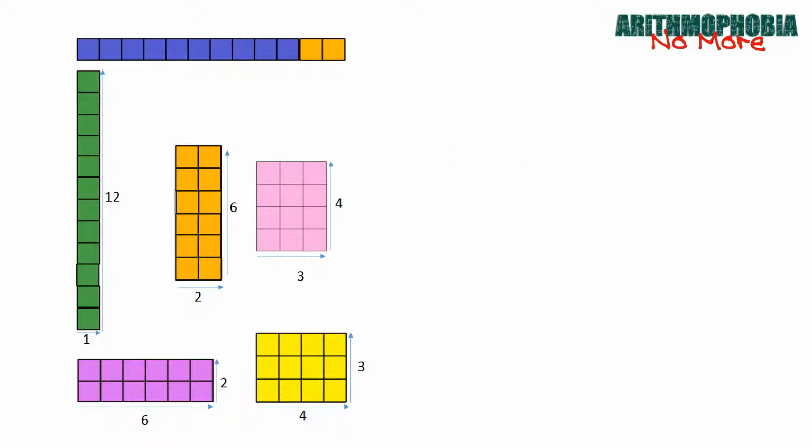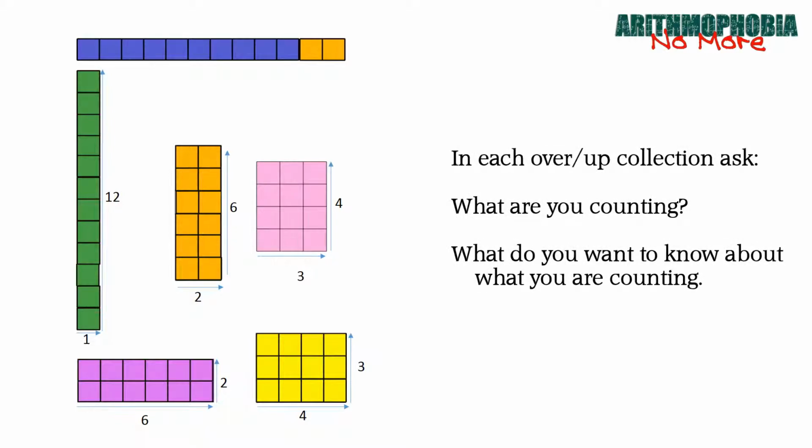And so we're going to ask some basic questions for each collection of rectangles. So the blues, the oranges, the pinks. What are we counting, and what do we want to know about what we're counting? Now if you've done this 50,000 times, you can probably skip this part, but if you haven't done this a lot, then I would continue doing it. It's important that your kids really understand what it is that they're counting and what they want to know about what they're counting. What are the relationships that we're talking about?